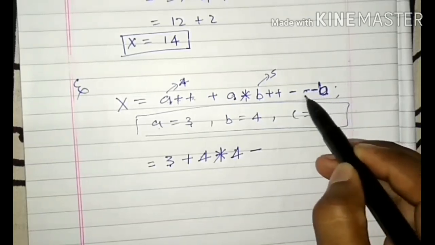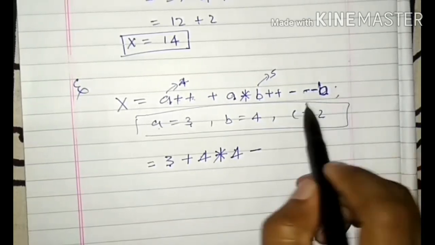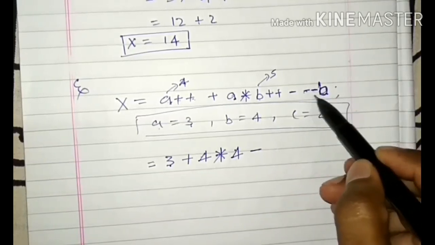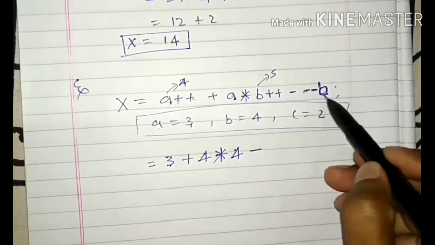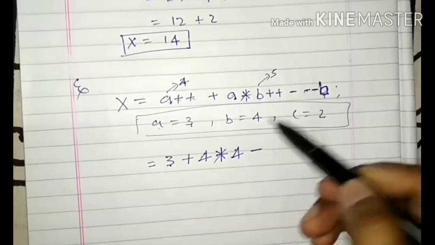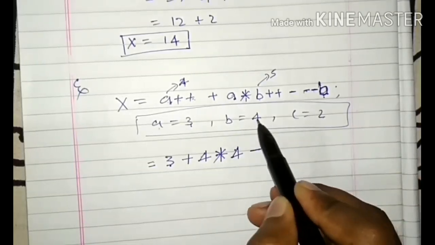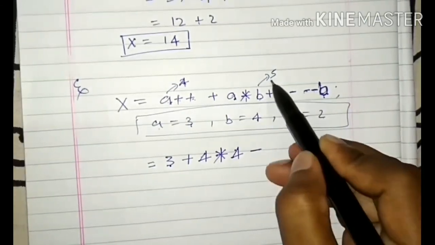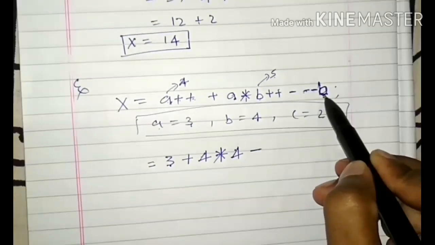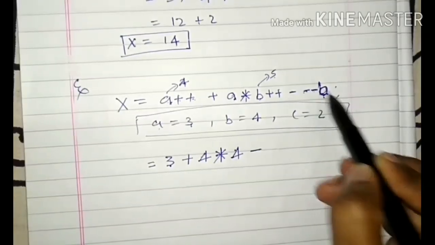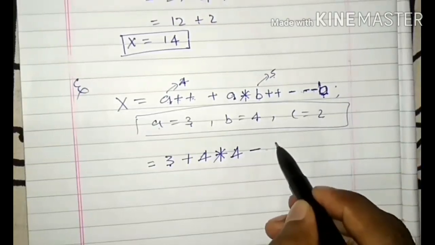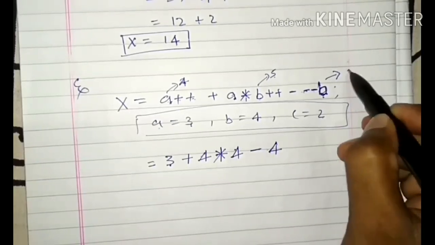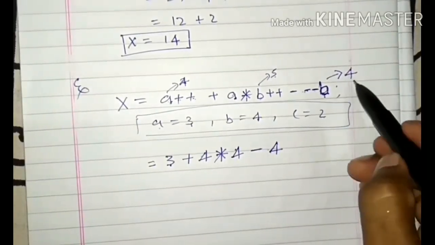Minus minus b means pre-decrement. Pre-decrement or pre-increment says first increase or decrease, then use. Here, what will be the value of b? Here you can see the value of b is 4, but we will not use this 4. Why? Because before this b has been increased. That's why here we will use 5, and minus minus 5 means 4, and the next value of b will be 4.